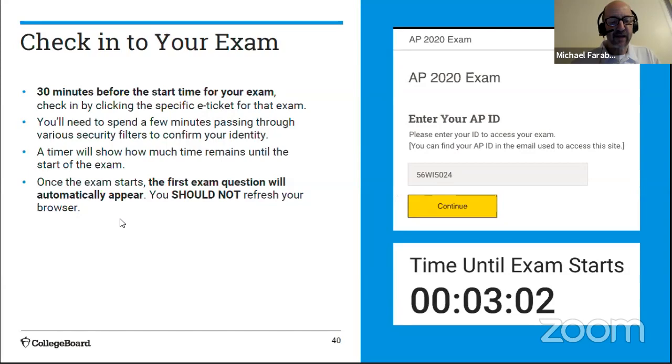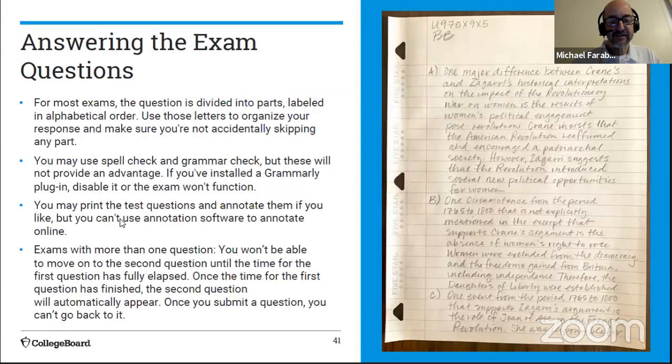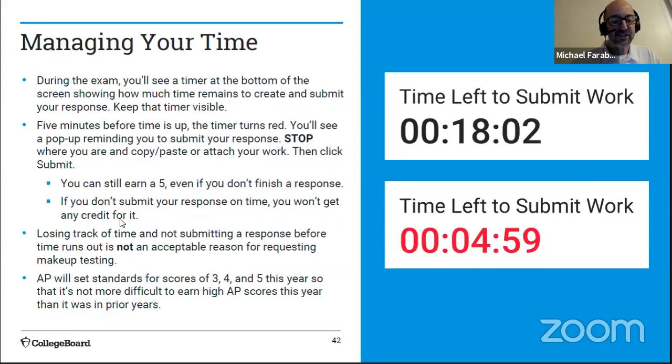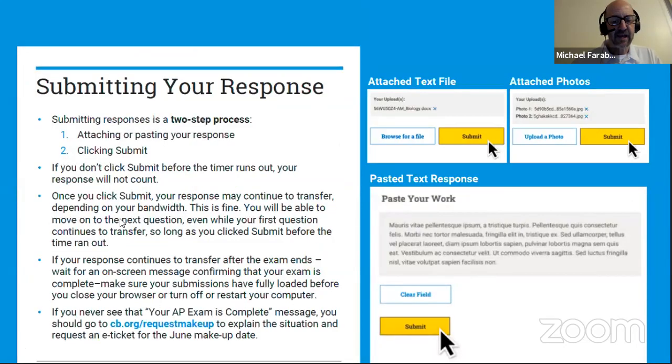So what you'll do on exam day is you'll check in to your exam 30 minutes before the start time of your exam with your e-ticket. And then once the exam starts, it will start automatically, and then you can decide which format you're using. If there's multiple parts of the question, you can write A, B, C, D, and so forth. Then you will, again, pay attention to the time, make sure that you do submit your response on time. So again, we'll talk about this all next week as we continue to practice and prepare for the AP exam. And again, a variety of ways of submitting your response, either by attaching a file or by cutting and pasting.